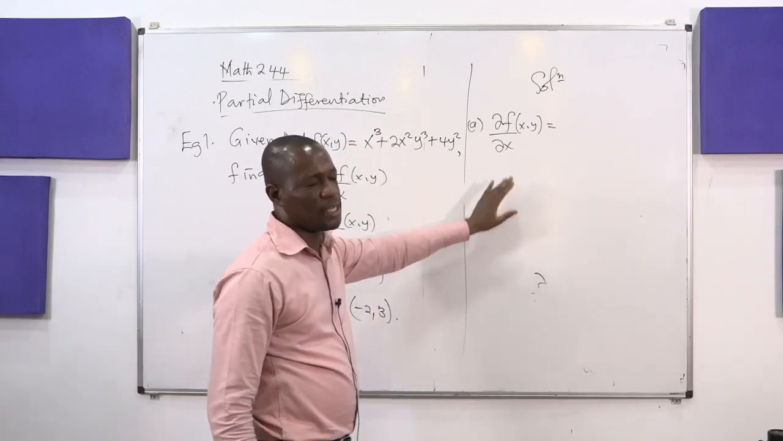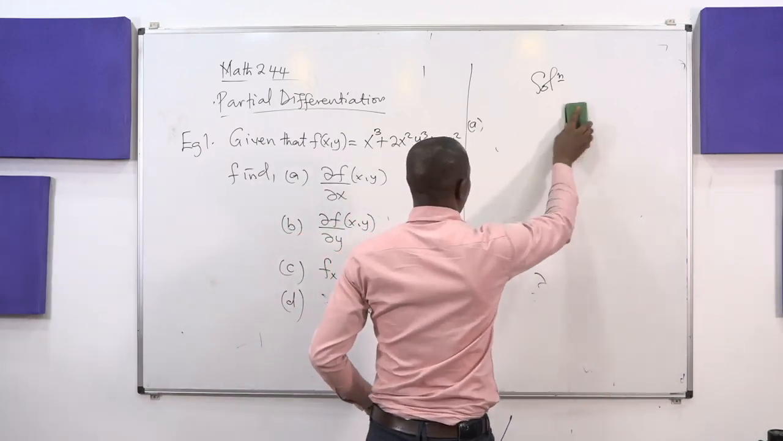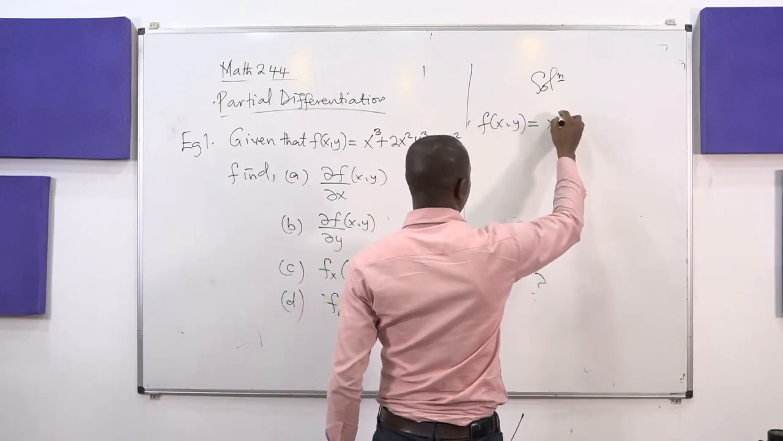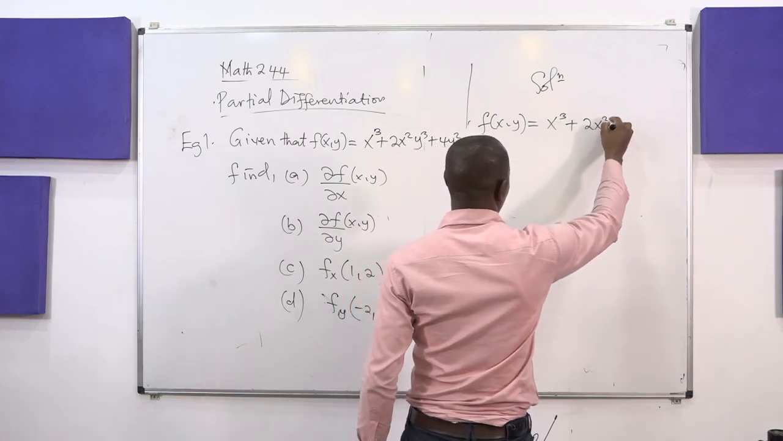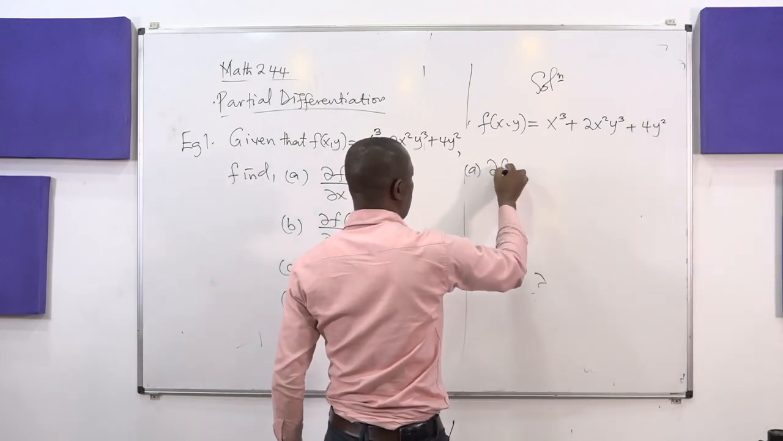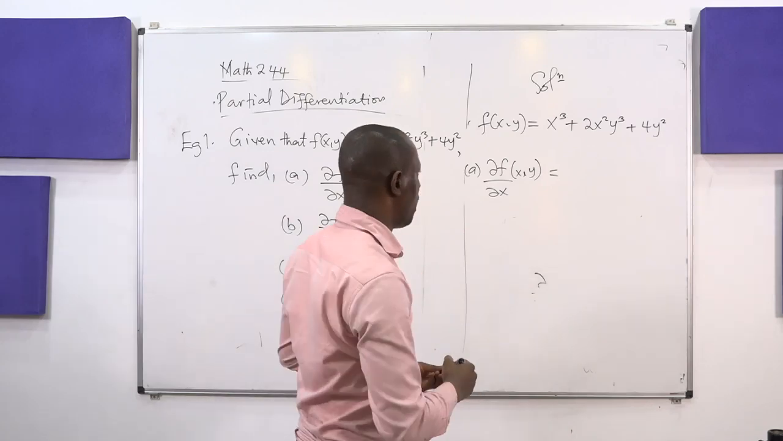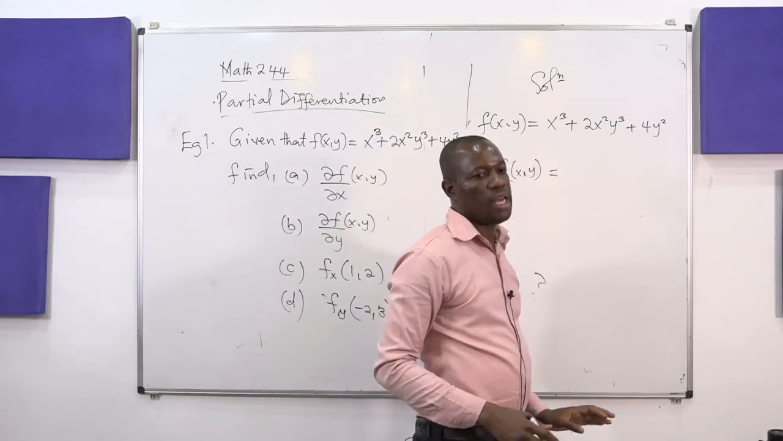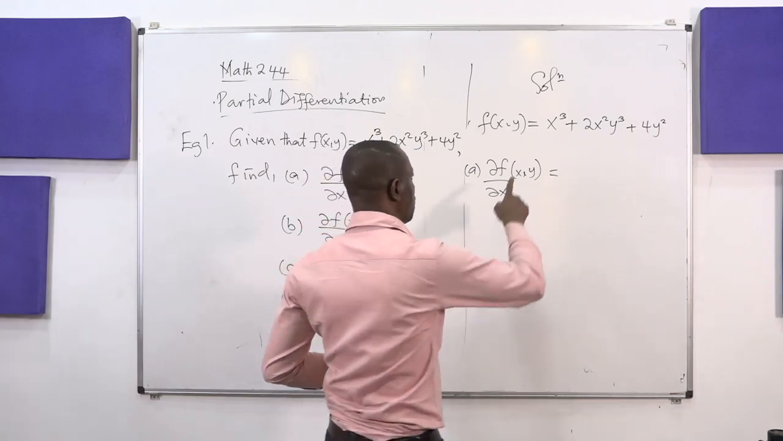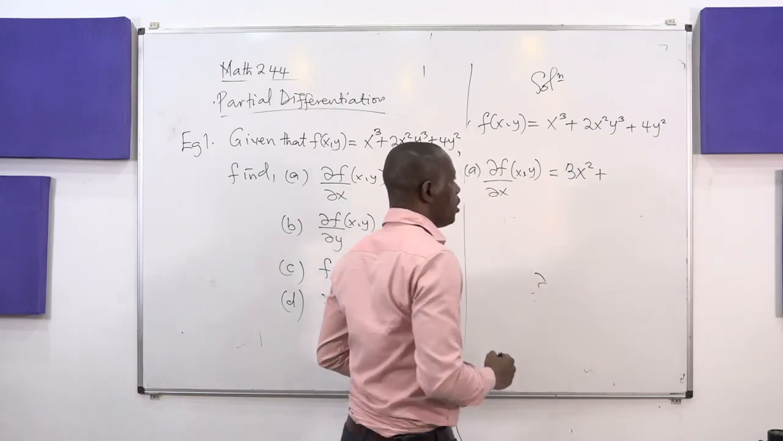I find the partial derivative with respect to x. So f of x, y is x cubed plus 2x squared y cubed plus 4y squared. Finding the partial derivative with respect to x means that any letter here apart from x is treated as a constant. And when we differentiate constants, we get zero. So for x cubed, we get 3x squared.